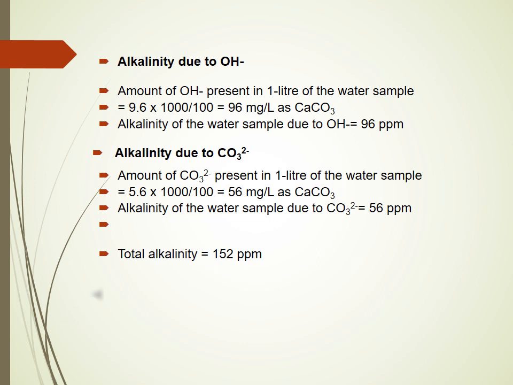So, in this way, with the help of just one column, we are able to determine the type of alkalinity, and by using the formula, we are able to determine the extent of the alkalinity which is present in the water sample.